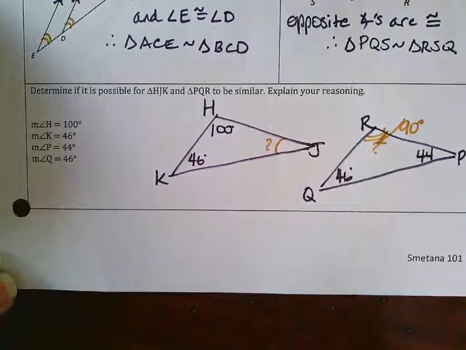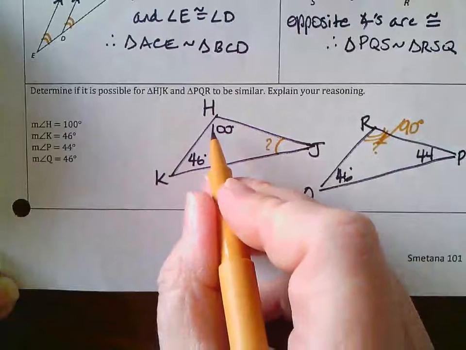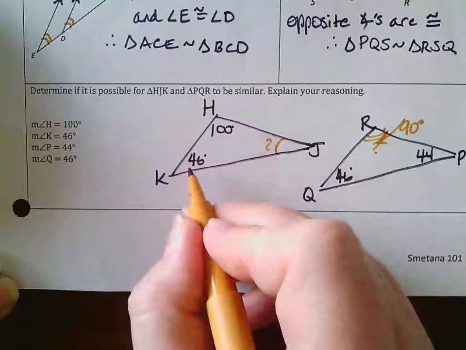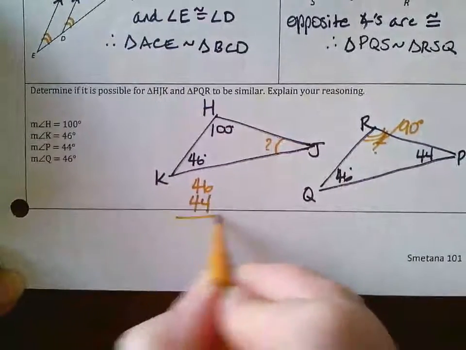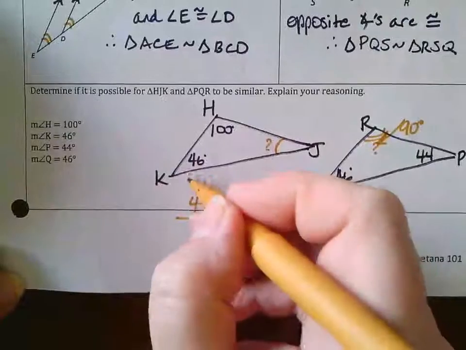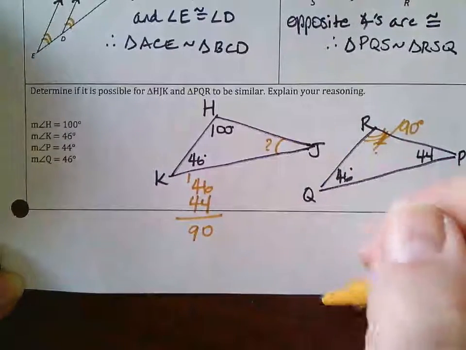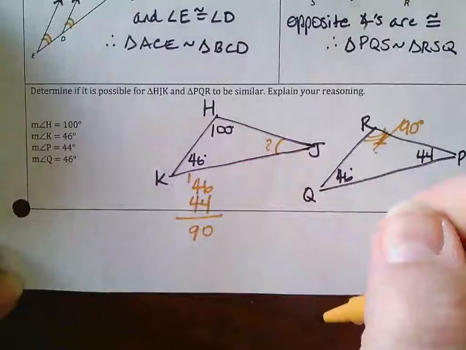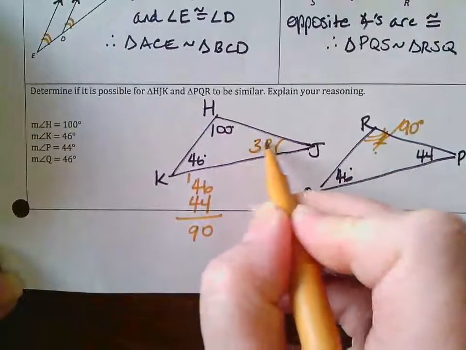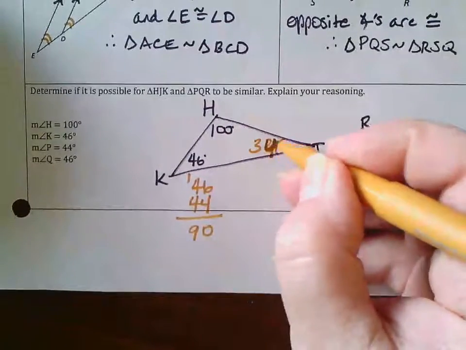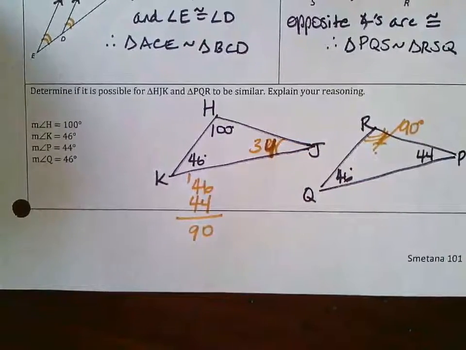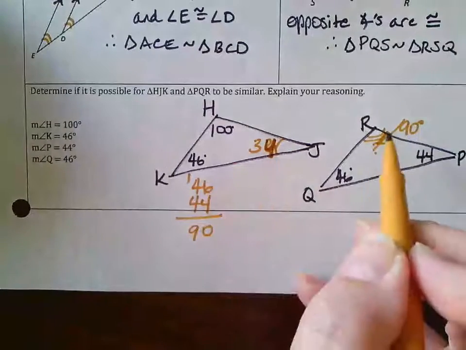And you have 100 and then 46. So 46 and 44, again, 90. So that's not going to be right. It's actually going to be 36. Nope, 34. I'm sorry, 34. I'm going to confuse you now. So this is 34 and this is 90.